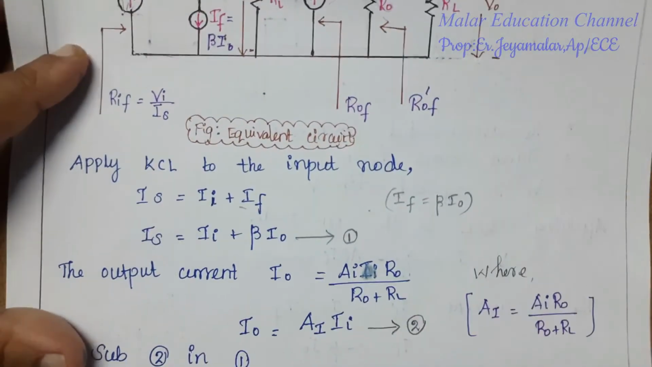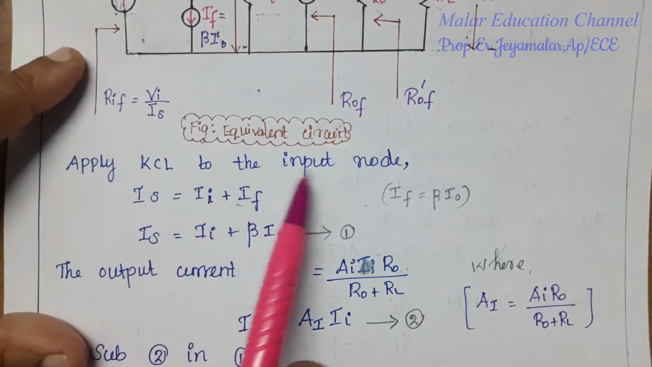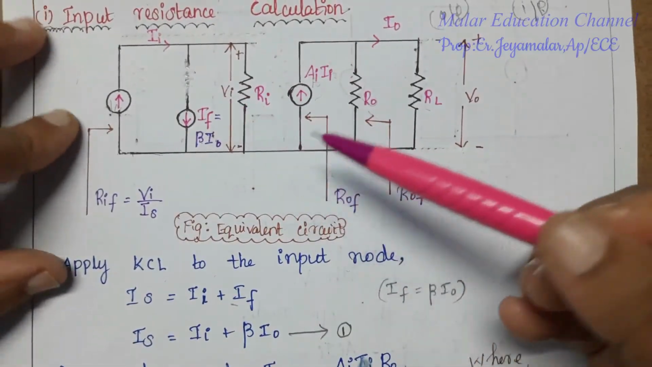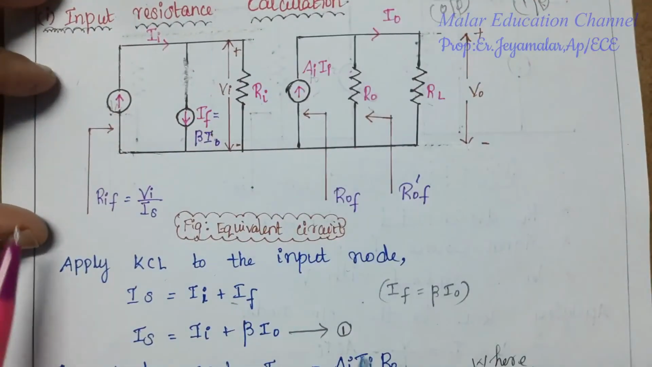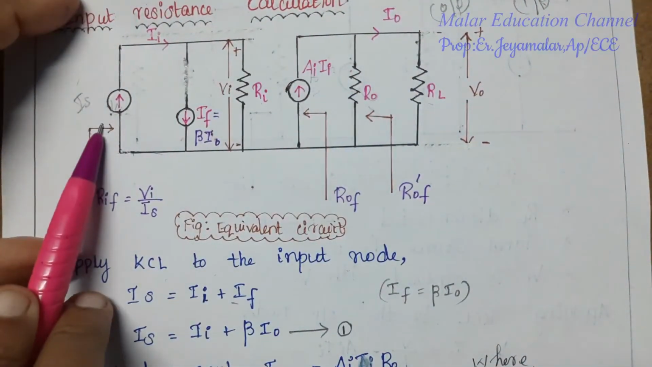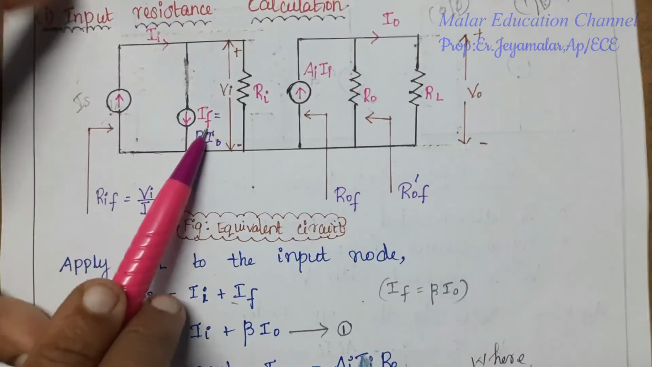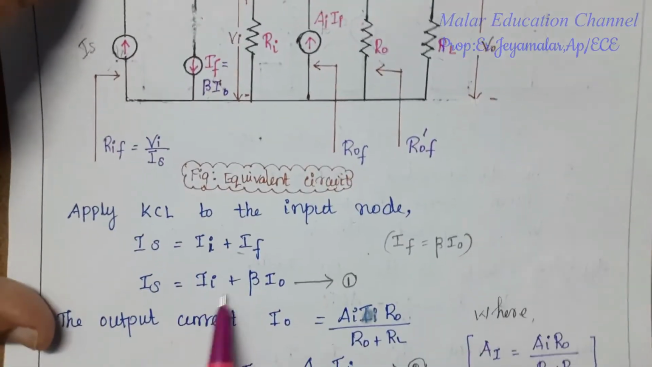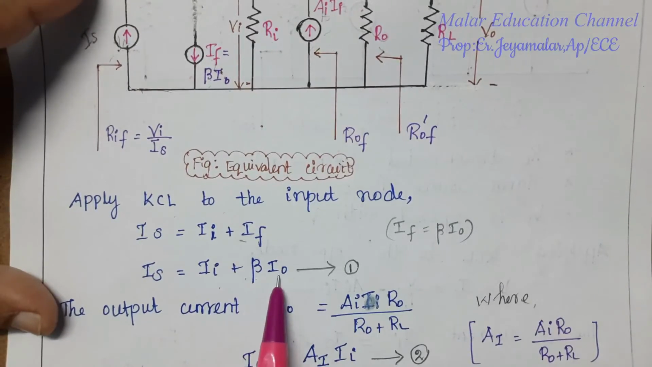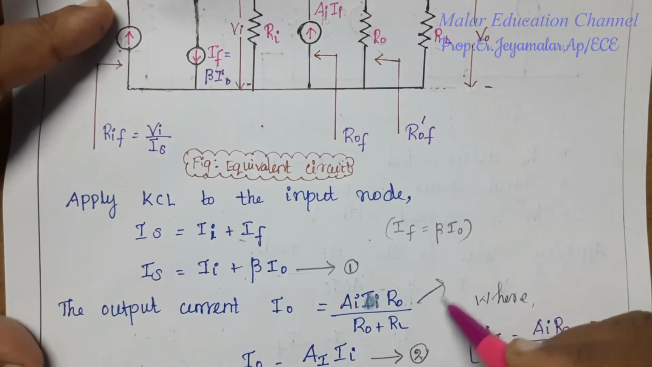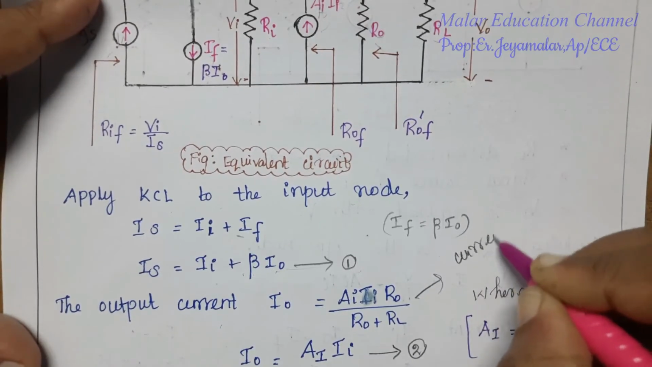Same calculation procedure. Apply Kirchhoff's current law to the input node. Applying Kirchhoff's current law here is for IS. IS equal to II plus IF. Next step, substitute IF equal to beta into I naught. So IS equals II plus beta into I naught. Take this as equation number 1.